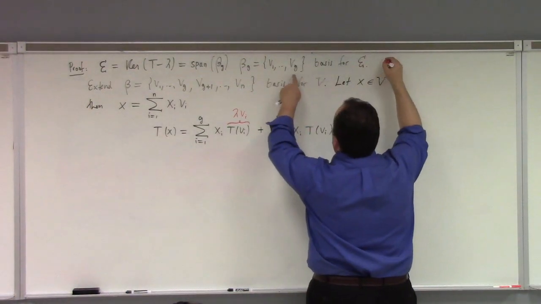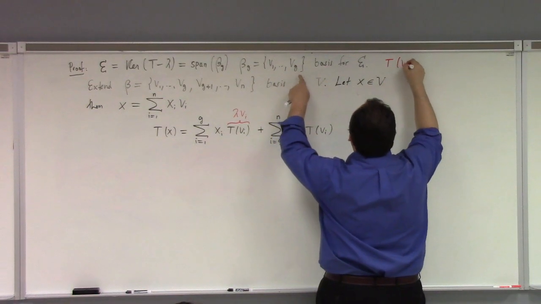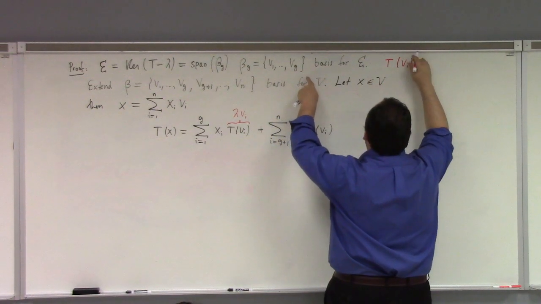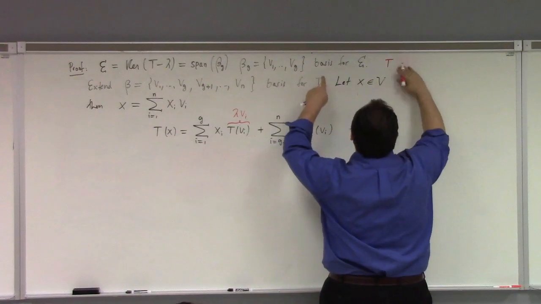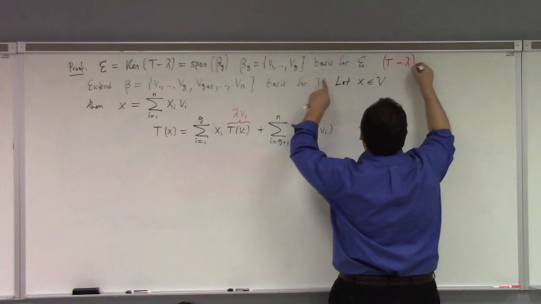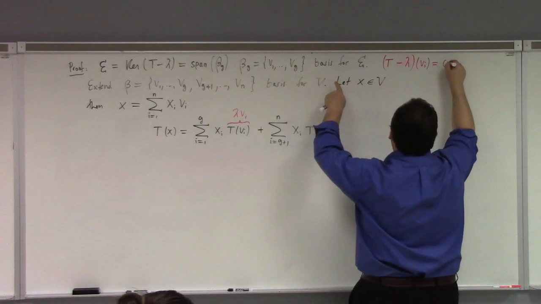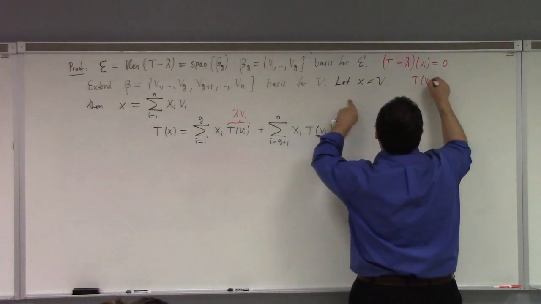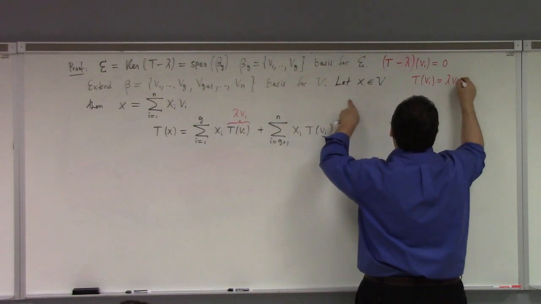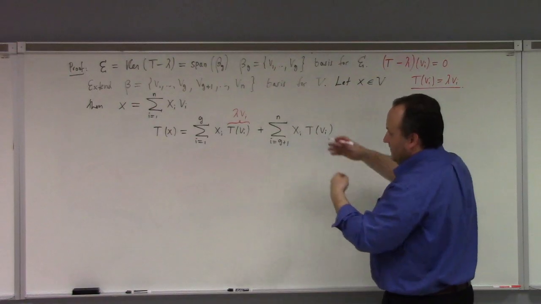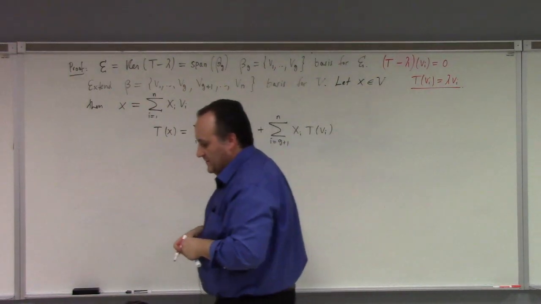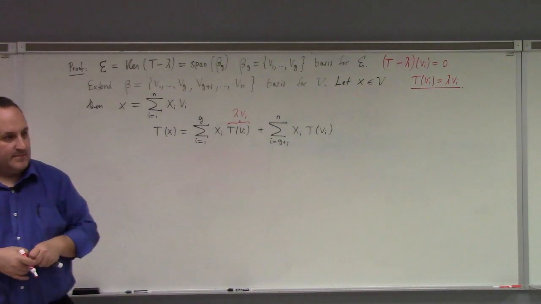Basis for E, which means that T of VI, T minus lambda acting on VI has to be equal to 0, right? Which is to say that T of VI is equal to lambda VI. Right? It's a basis for the lambda eigenvectors.